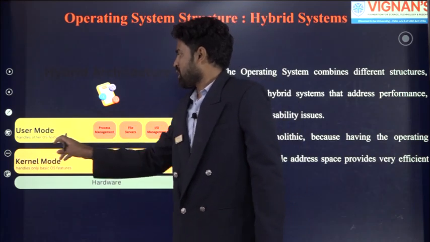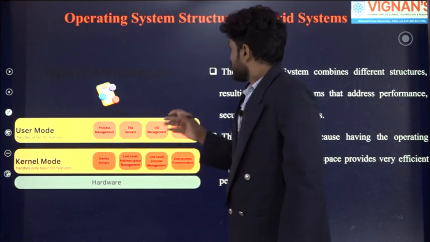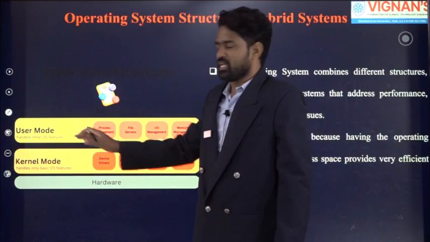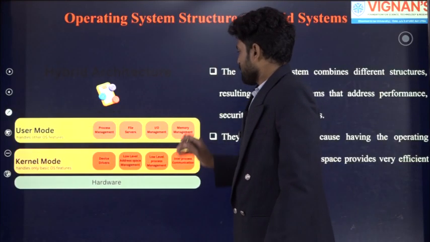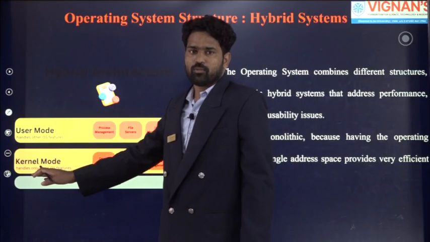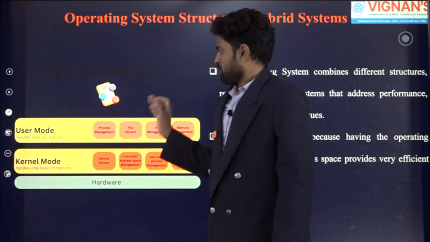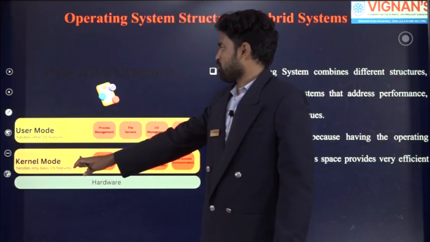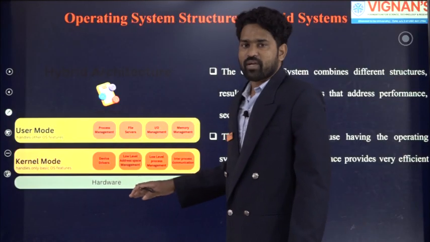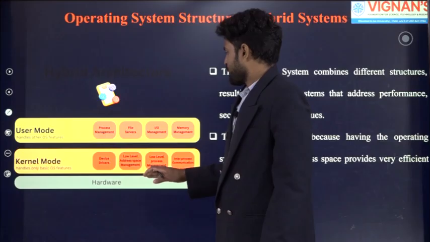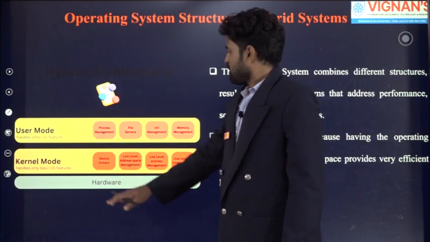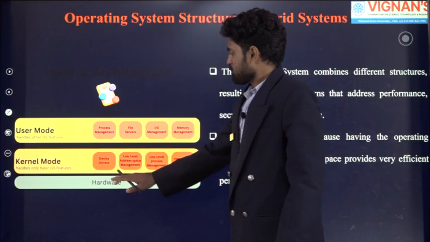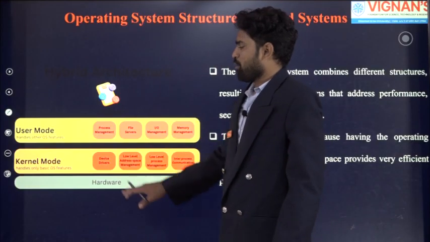User mode handles other OS features. So whatever operating system features we have mentioned here: process management, file server, input output management, memory management. And kernel mode comes from the microkernel, which handles only basic OS features. What are they? Device drivers, low level address space management, low level process management and inter-process communication. So here we have combined two things in the hybrid system.